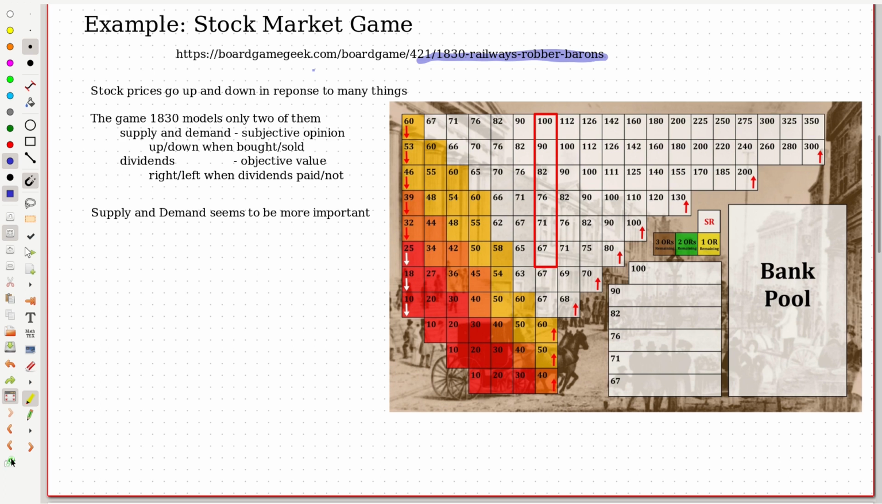So the only two aspects of reality that they try to model in the game are, on the one hand, the aspect of supply and demand. That is, when a stock is bought, its price goes up, and when a stock is sold, its price goes down. So we want to model that aspect of it.